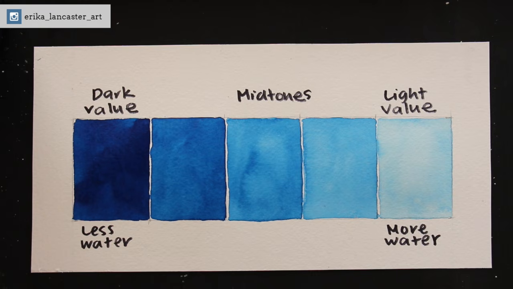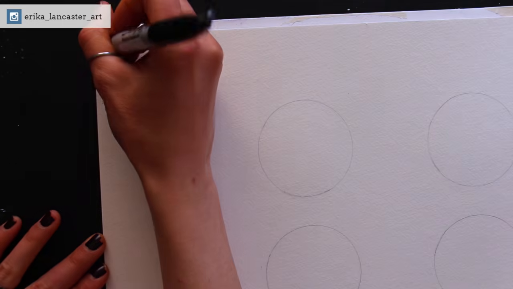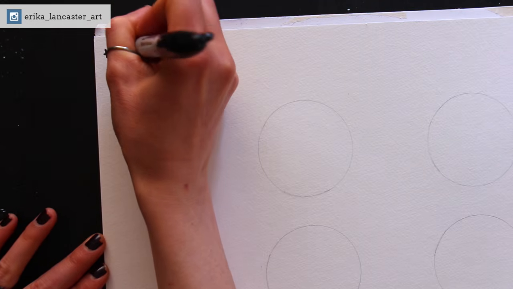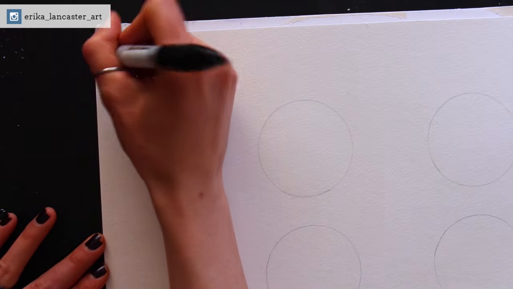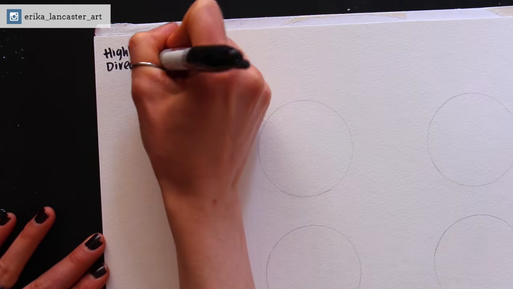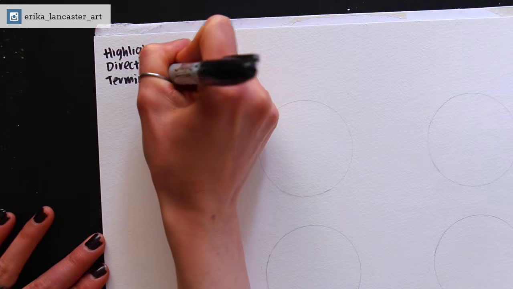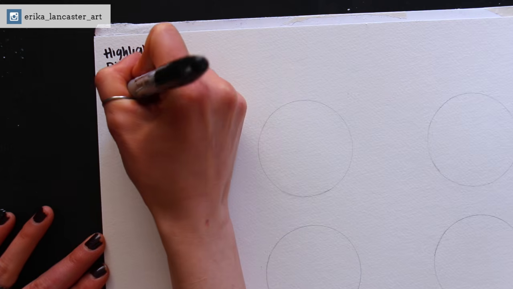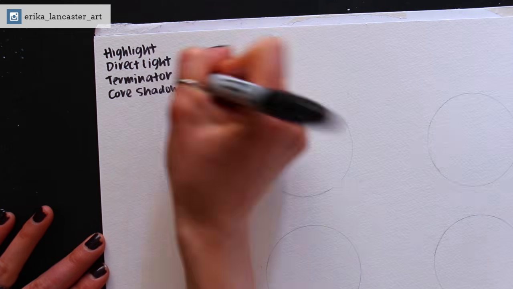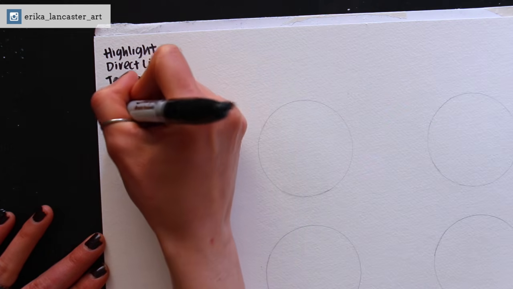All right, moving on to the next part of this video, in which I'm going to be explaining important terminology or vocabulary pertaining to light behavior. These are going to help you know what to look for when you have something in front of you in real life, or you're looking at a reference photo and you're really trying to pinpoint those different values so that you can make them happen in your drawings or paintings.